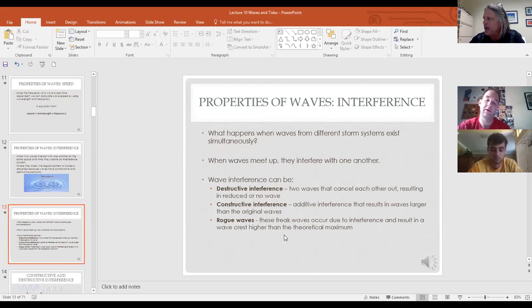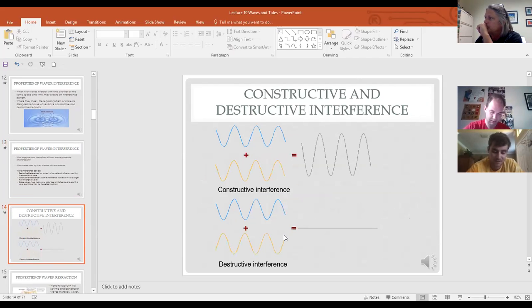A rogue wave is a wave that occurs from interference where the crest would be much higher than the theoretical maximum. And that would mean several waves, not just two, several waves are interacting, and you get a really high wave in an area where it would not be expected. So that would be a rogue wave. In perfect constructive interference, you can see the wave would just add one wave to the other. It would double. In perfect destructive interference, they would cancel. That's rarely the case, perfect waves lining up. But this just shows you the concept of construction and destruction when it comes to waves.